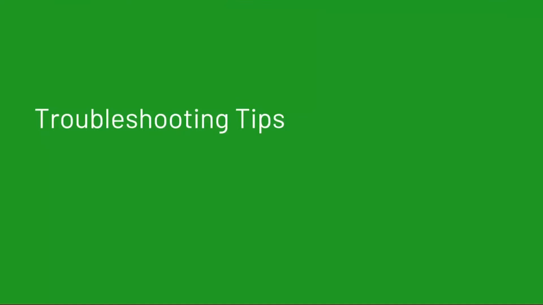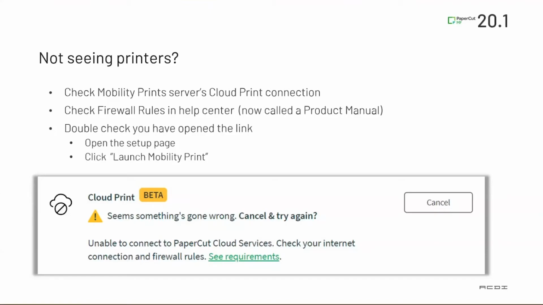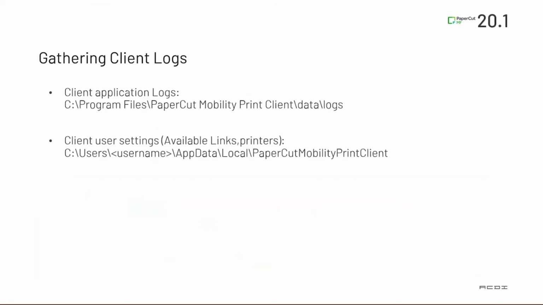First, check Mobility Print Server's Cloud Print connection. Then check out the firewall rules in the Help Center. That's now called the Product Manual, by the way. Same for Print Deploy, job ticketing, and some future products. Make sure the end user has actually opened the link that was sent to them and has gone through the setup page instructions all the way to the end so that they've launched Mobility Print.